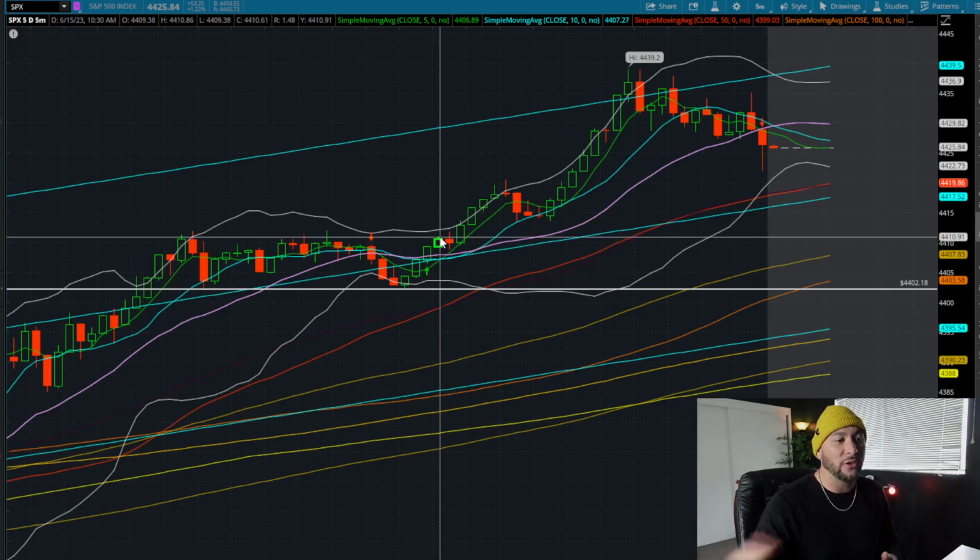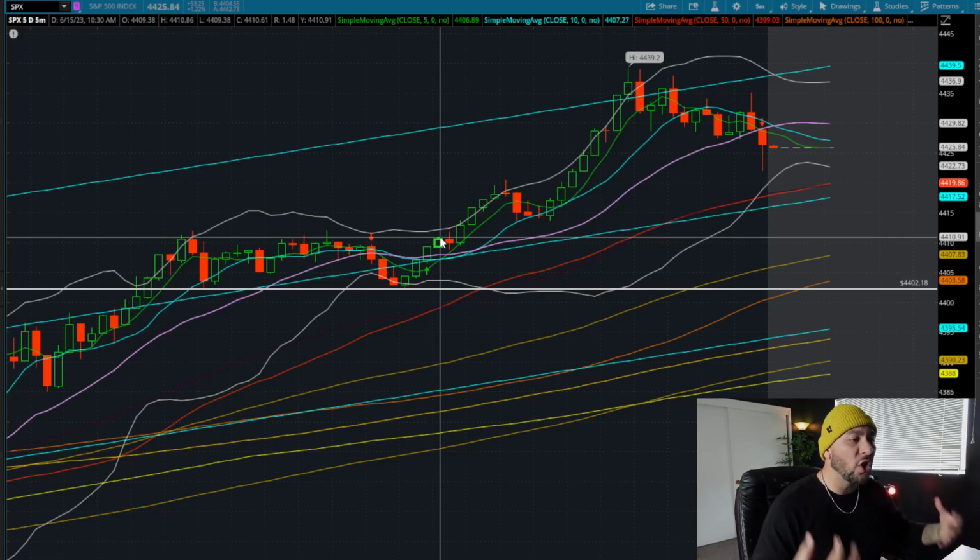Now, if I would have held the entire move, obviously we traded all the way up to 44.39, I would have made a hell of a lot more money than what I did. But again, we never know where these stocks are going to potentially go. We don't know that they're going to make a new high of day. But again, the power of options flow.